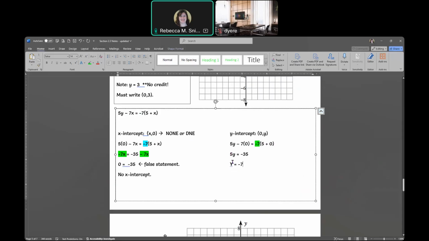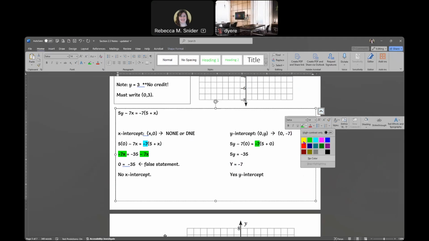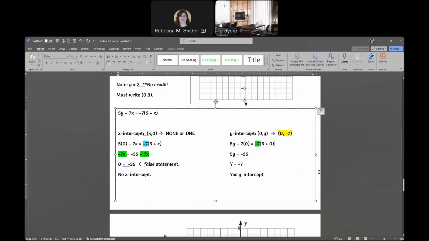Now, because I still have this y, this means that you do have a y-intercept. When we're looking at that y-intercept, just like before, we have to identify it. So here, this would be 0 comma negative 7. It would not be left just as y equals. Remember, just leaving it in the form y equals negative 7 means no credit. You have to put it into your proper form in order to receive credit for that term.